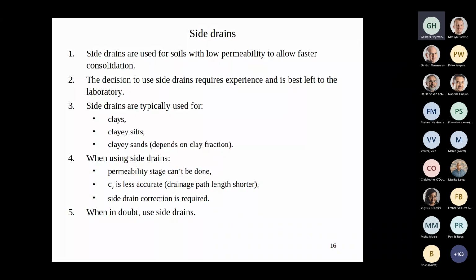Because you don't want to leave out side drains and then suddenly consolidation takes many days and shearing takes many days, and it just frustrates everybody. So side drains are not required for sands and silts. They are required for clays. And when in doubt, use side drains.